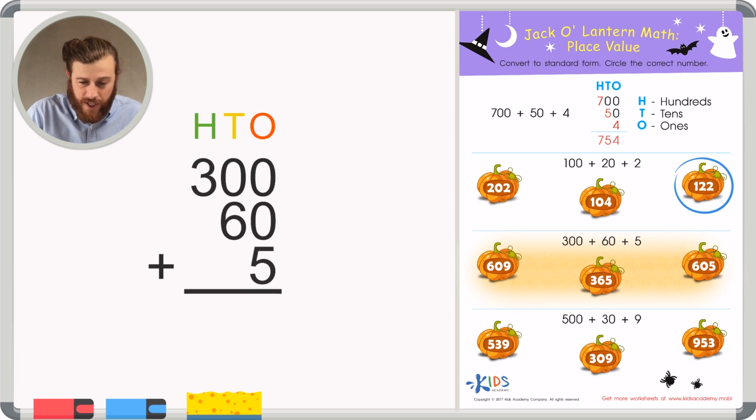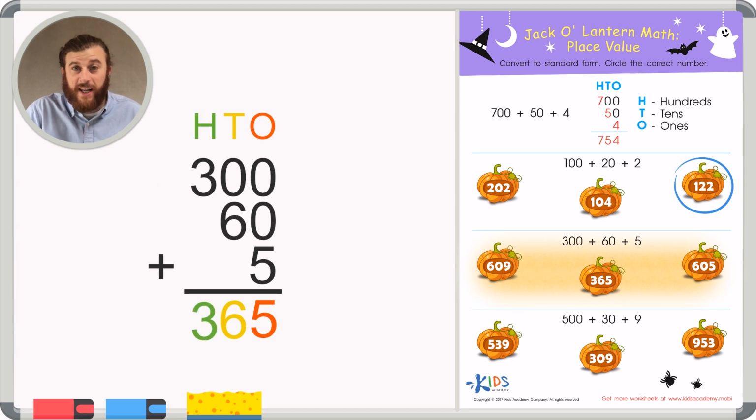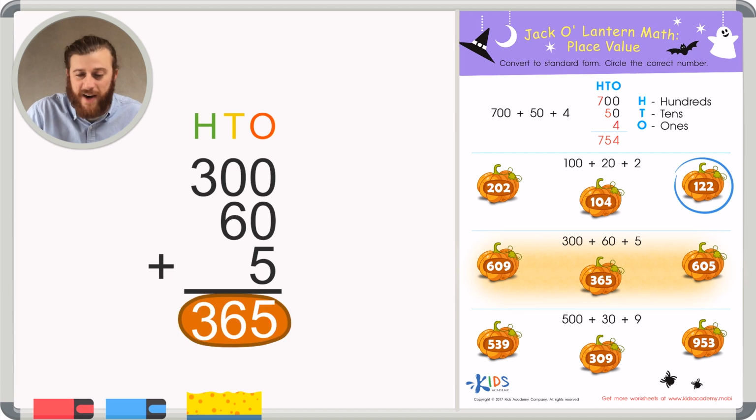We'll add these numbers up, and again 5 plus 0 is 5, 6 plus 0 is 6, and 3 plus nothing is 3, giving us a number in standard form of 365. We can go ahead and circle our second answer choice.